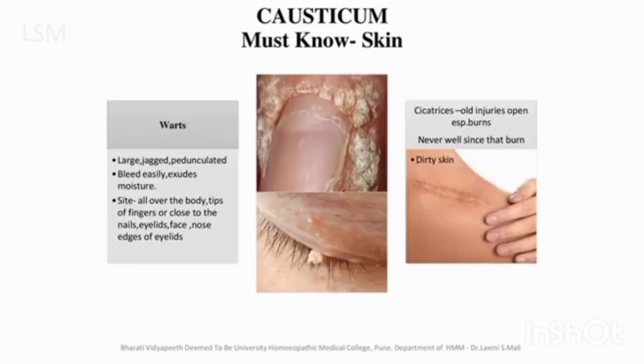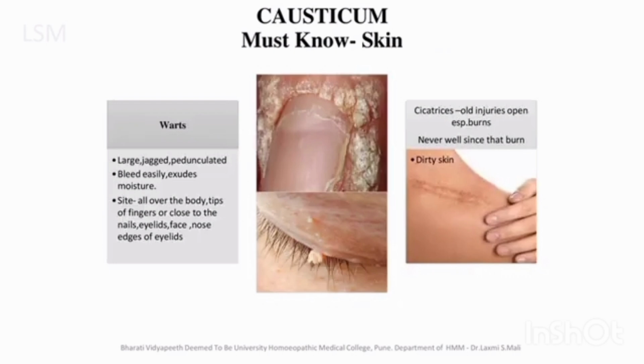Skin of Causticum shows psoric manifestations like warts. There are large, jagged, pedunculated warts. They bleed easily and they exude moisture. The warts are commonly seen all over the body, particularly on tips of fingers or close to the nails, eyelids, face, nose, and edges of eyelids. We also see dirty skin in Causticum.